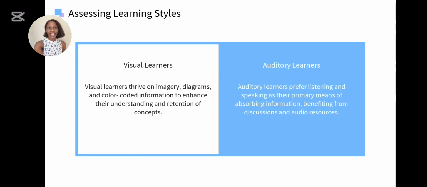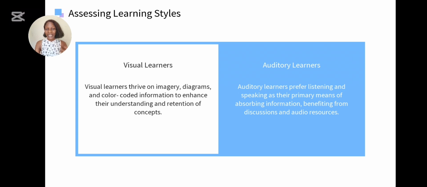So for understanding the audience, all that you need to know is that there are different kinds of learners. For the demo lessons, you're only going to focus on two things: the visual learner, and secondly, the auditory learner. The visual learners are people who like to learn through imagery, diagrams, color-coded information that enhance their retention of concepts. So for the demo lesson, you're going to make sure that you have something that captures the attention of the student.